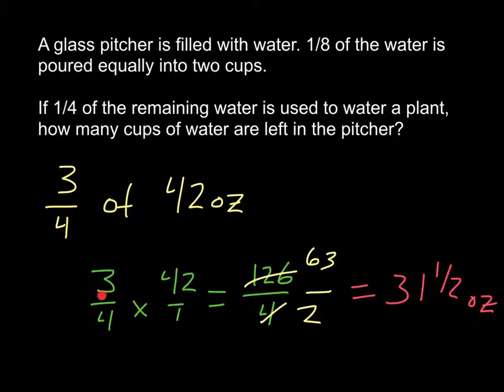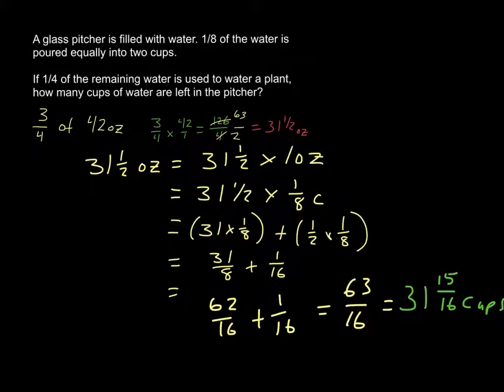As I work through this, I multiply 3/4 by 42, which gives me 126/4, which I simplified, dividing the top and the bottom by 2. So I have 63/2, which I simplify down to 31.5 ounces. Now I'm not done yet because I still need to change that into cups. So we need to think about how many ounces are in a cup. As we work through this, it is a little bit of a lengthy process.